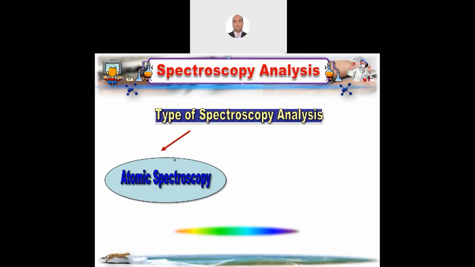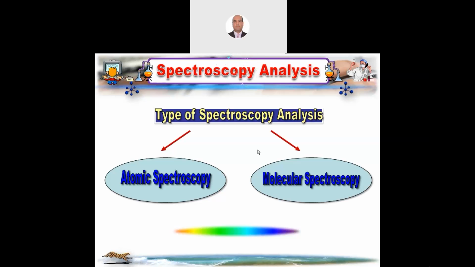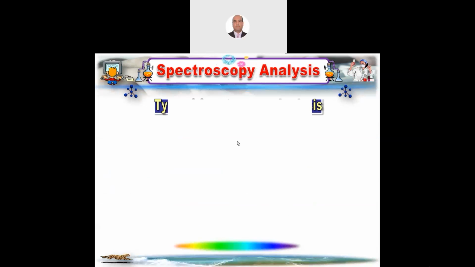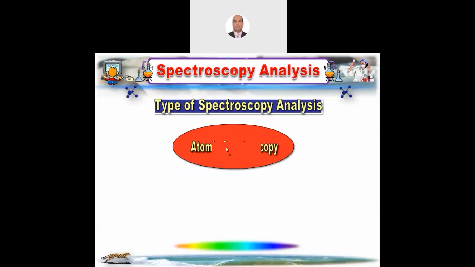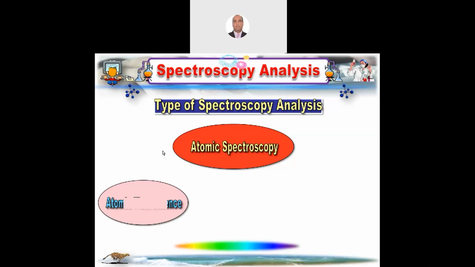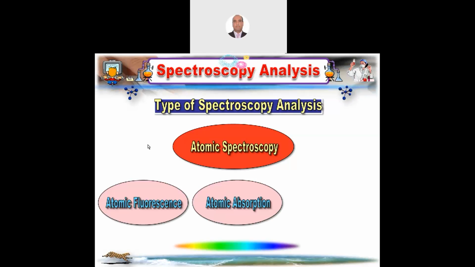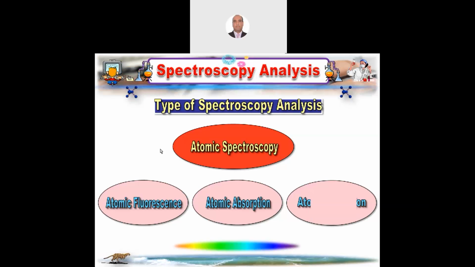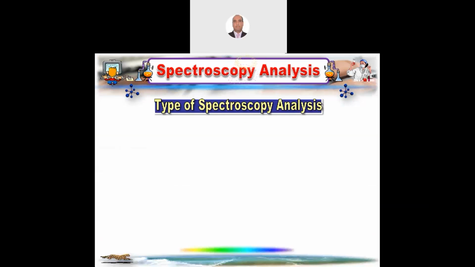Spectroscopy, as we know, has two types, atomic spectroscopy and molecular spectroscopy. ICP is atomic spectroscopy. Atomic spectroscopy can be divided into fluorescence with X-ray instrument, and atomic absorption with atomic absorption spectra, which consists of flame and graphite. And the third part is atomic emission.